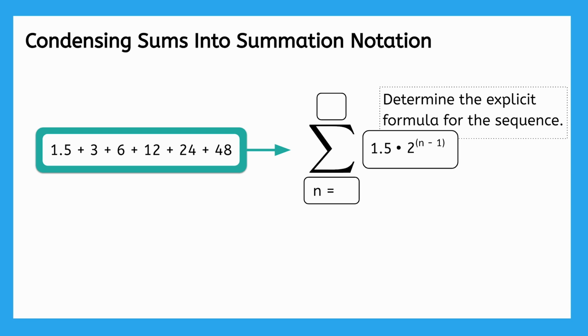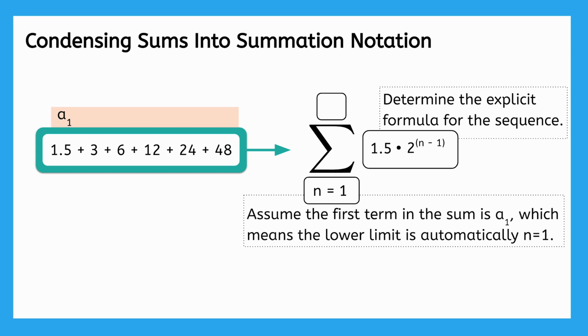We actually already answered that earlier when we identified the initial term for the explicit formula. Whenever you condense a sum into summation notation, assume the first term in the sum is also the first term in the sequence, a sub 1. That way, the lower limit will always be 1.